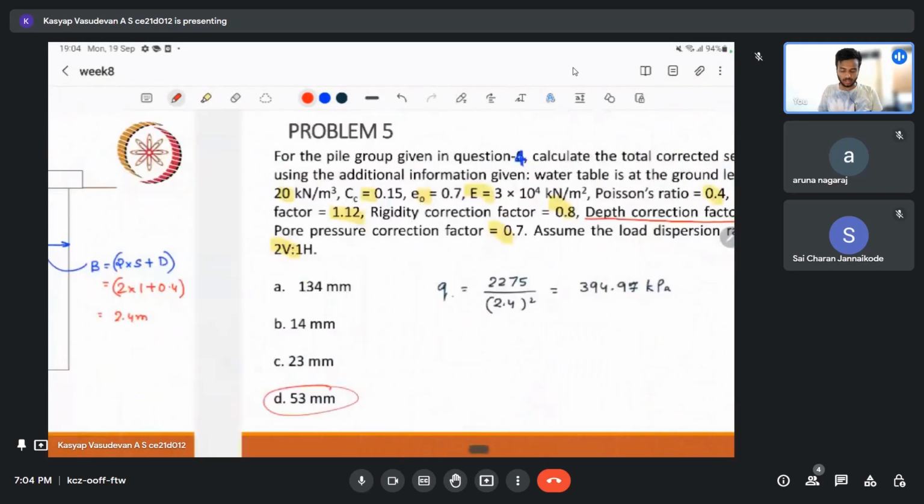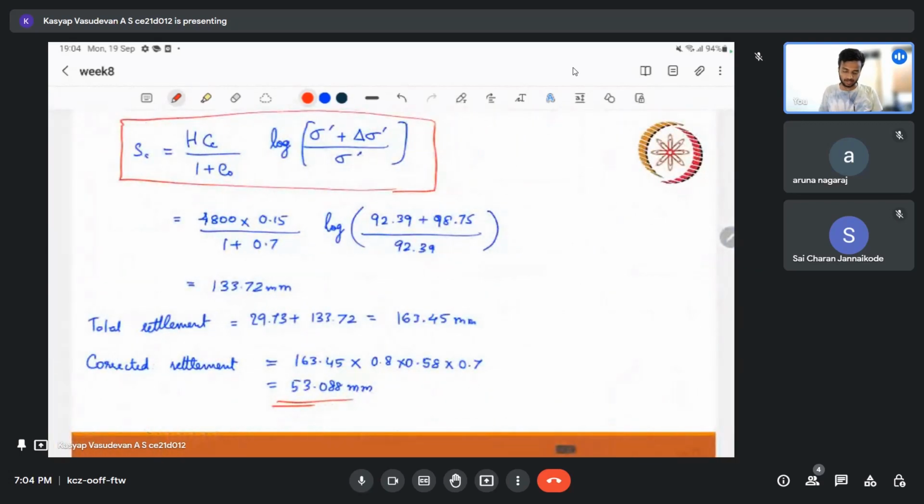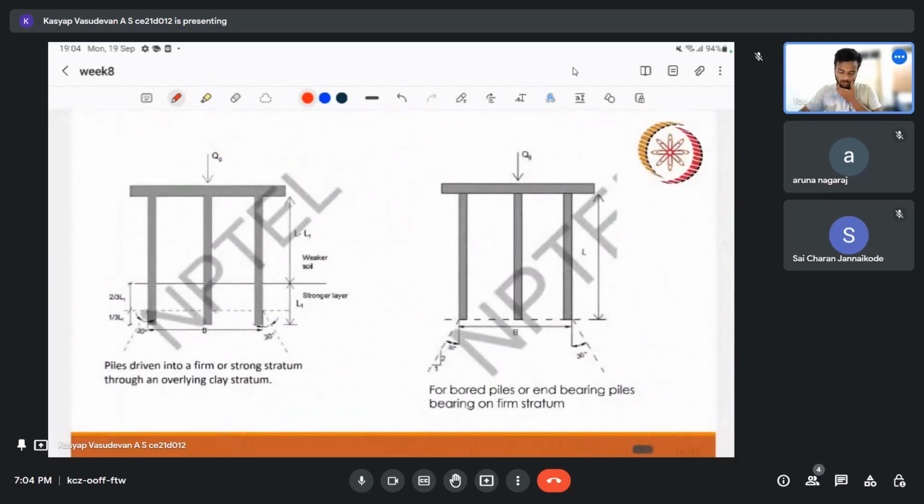But it might be stratified also, right, in a real life situation. So in the class we had discussed three different cases. One case is what we discussed now. This is the second case, and this is the third case. In the second case, we have a stronger layer at the bottom. So the pile is made sure to be embedded in the stronger layer. So we will not consider the weak soil at all for the settlement, because we are taking the load transfer completely on the stronger layer.